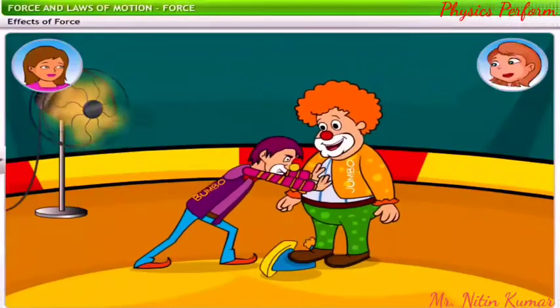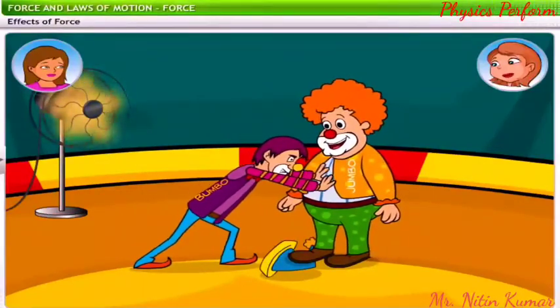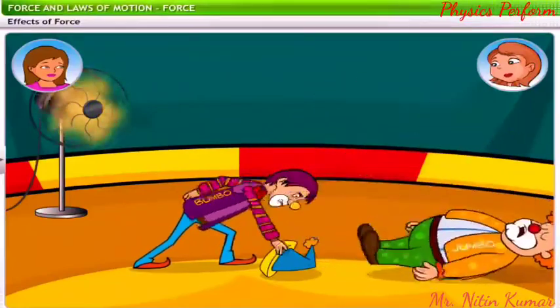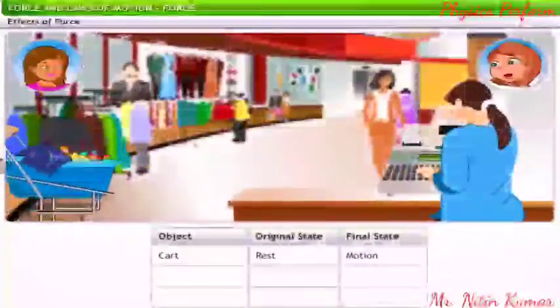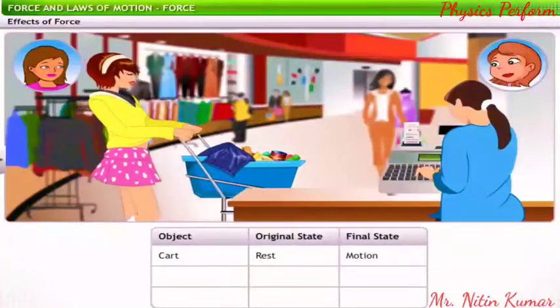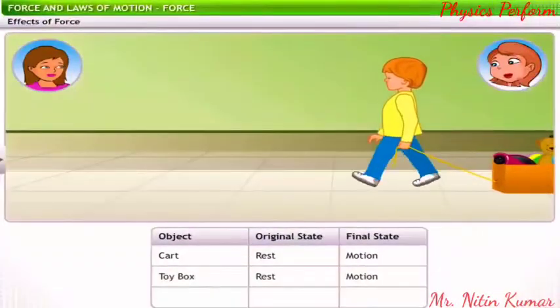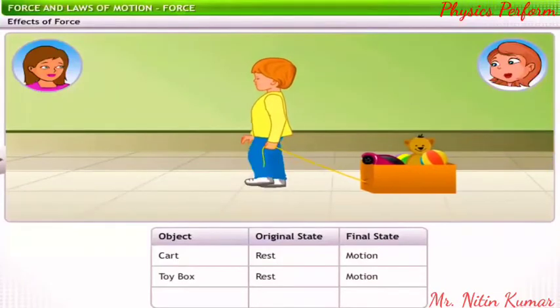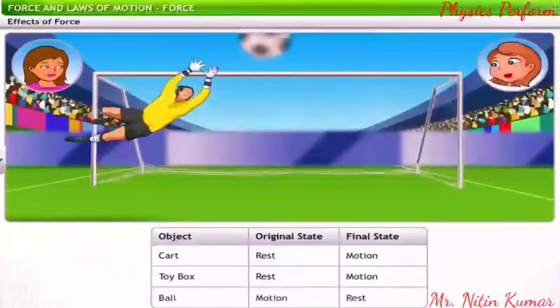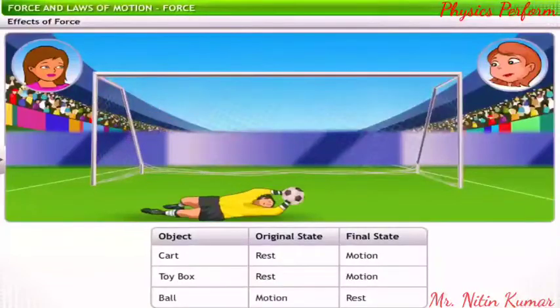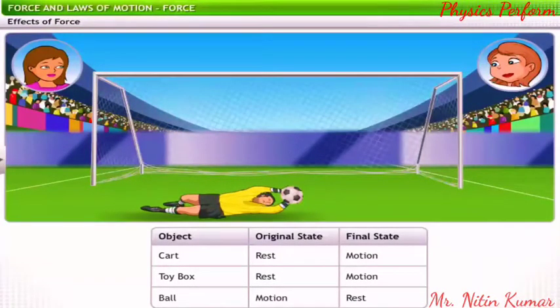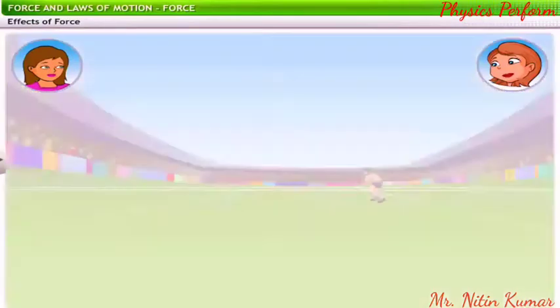In our initial example, the force applied by Bumble made Jumbo move. Similarly, a push to a stationary shopping cart sets it in motion. A child uses force to pull a box of toys on the floor. A football goalkeeper applies force on a fast-rolling ball to stop it and save a goal. In all these cases, the state of rest or of motion of an object is changed.